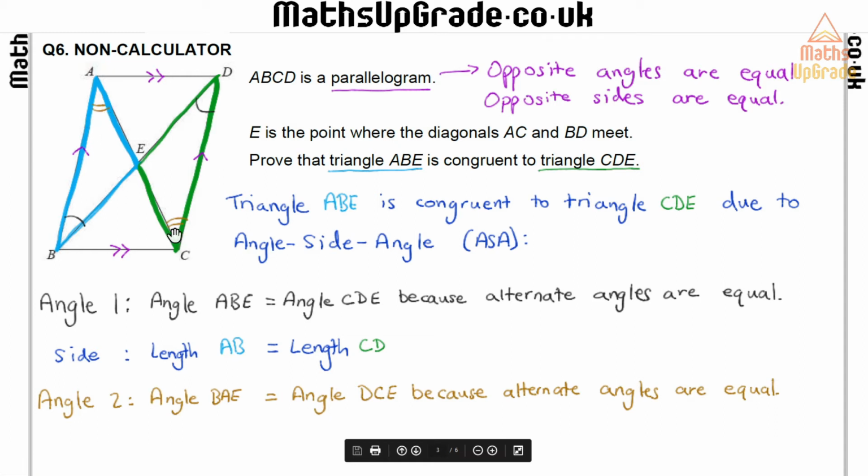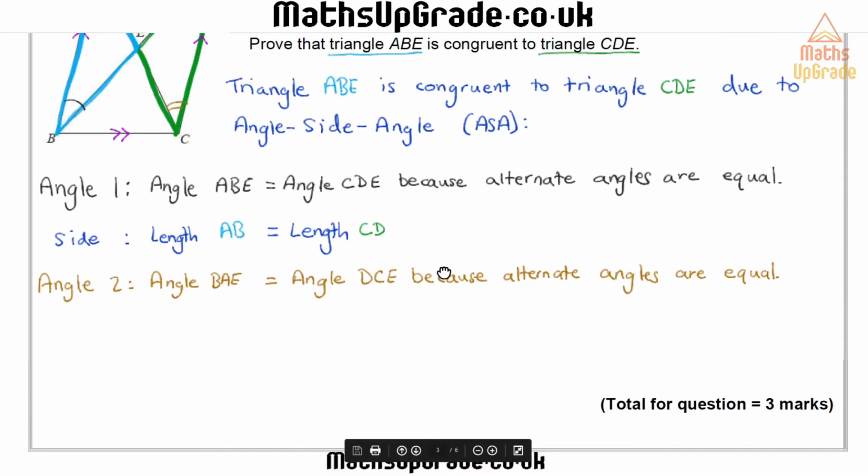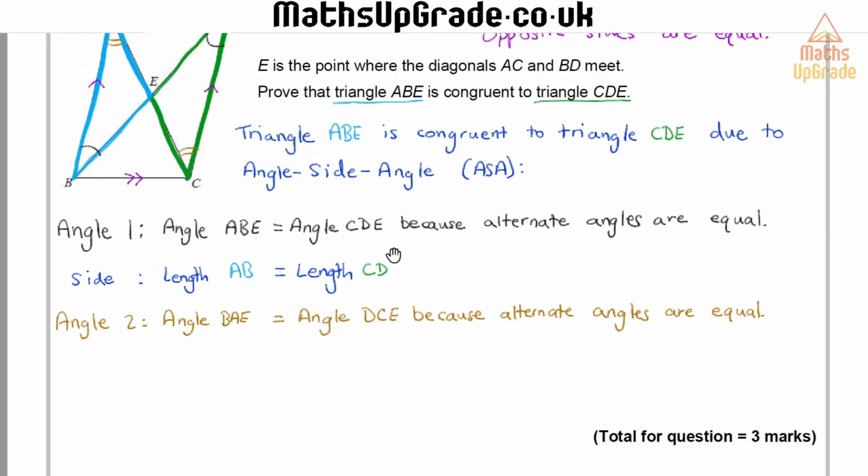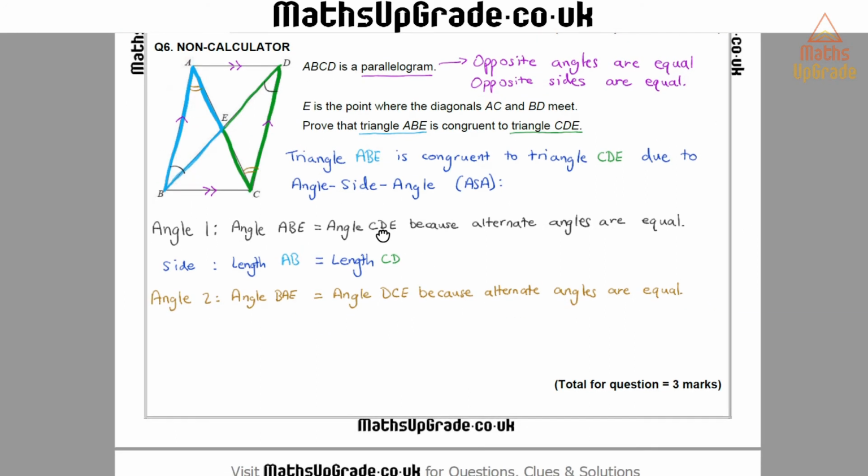BAE is equal to DCE because, again, alternate angles are equal. This time here's your parallel lines, this time here's your transversal. So again, these two angles are alternate angles. So with all those together, you've proved angle side angle, so therefore those two triangles are congruent to one another, and that would give you 3 marks.